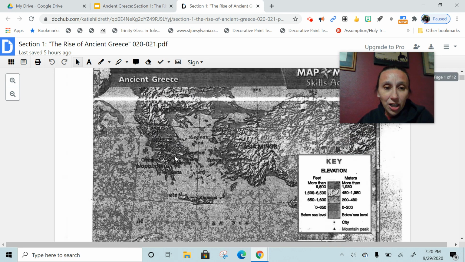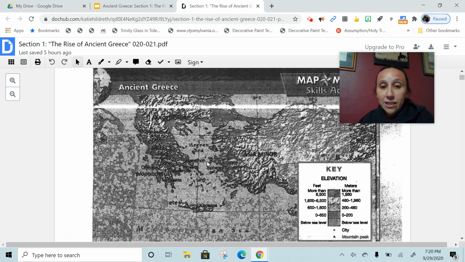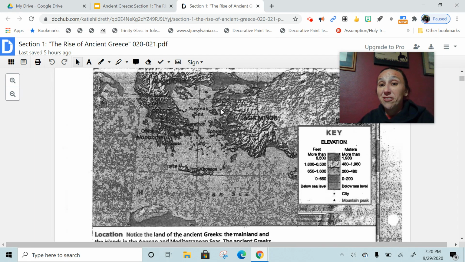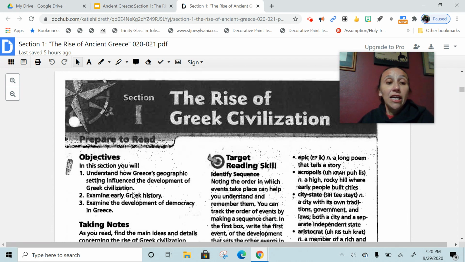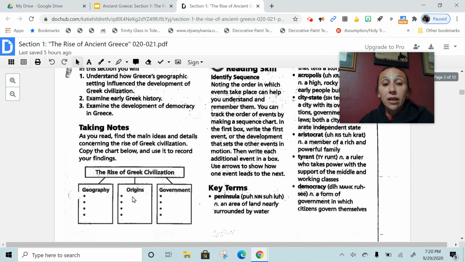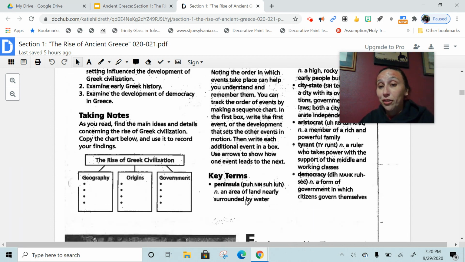So the first page is kind of hard to read, but this is actually Greece. This is Asia Minor. This is Crete and Knossos, which you should remember from our get to know Greece geography. Here's the Aegean Sea. This is the Mediterranean Sea, so there's a little bit of a recap. You can see there's lots of mountains. Okay, so this is the rise of Greek civilization. Now, if you remember, I went over the learning targets on day 1, and I took them right from these objectives, so I'm not going to go over them again, okay? Here are your vocab words. They should look familiar, like peninsula and democracy and tyrant and aristocrat.